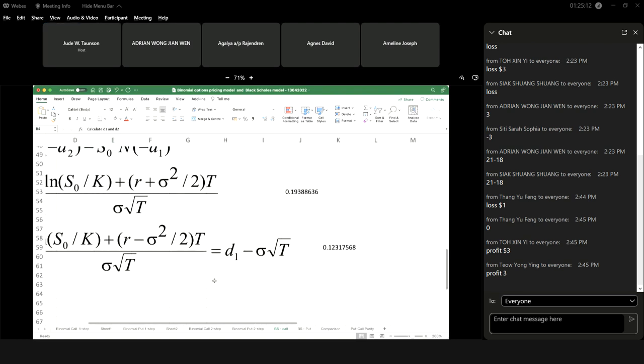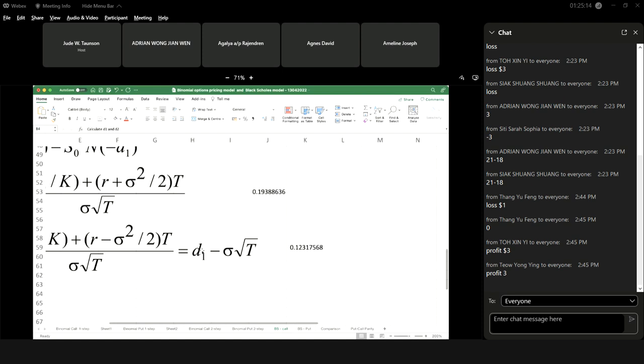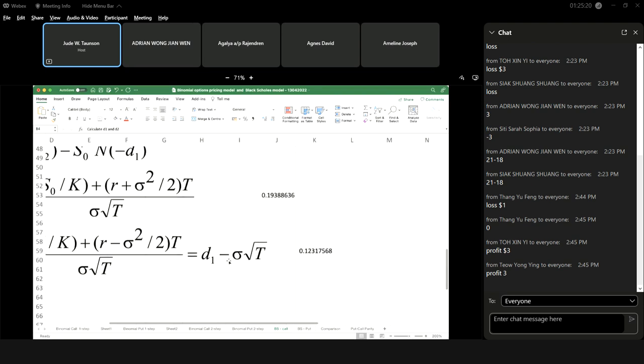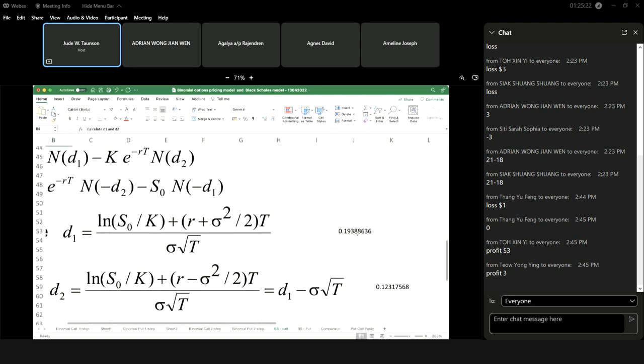Or in other words, equal to D1 minus the standard deviation times the square root of time. Right? So let us do it together. Okay, we do it here. Hopefully we get the same answer. Yeah. So let us do it together.